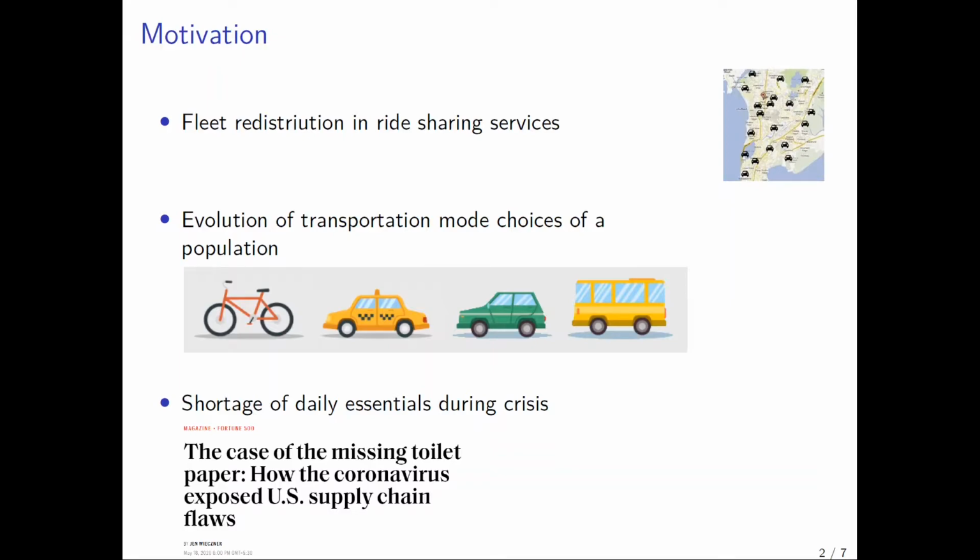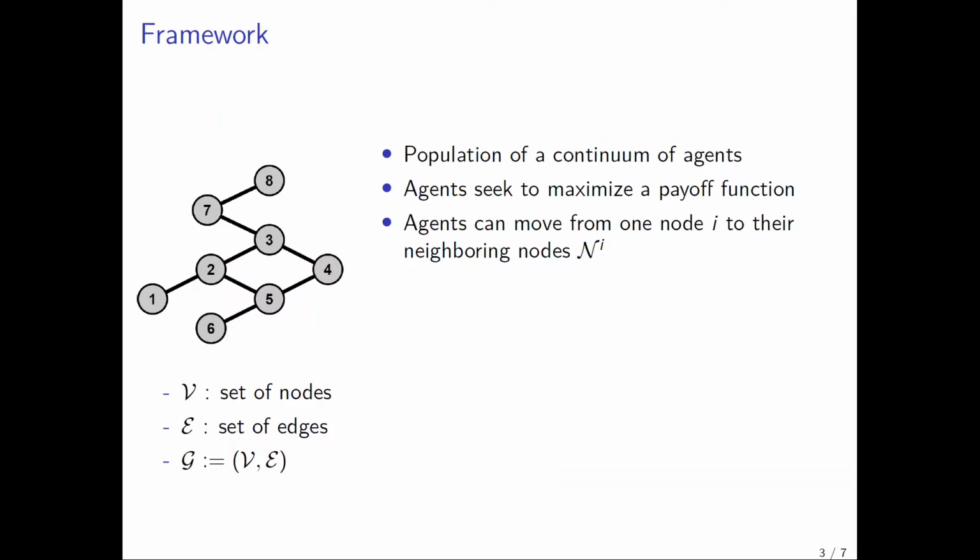Now, in each of these examples, the population is quite large, and it may be a good choice to model it as a continuum. With this choice in mind, the common thing in all of these examples is what sets up the framework. We have a population of a continuum of agents, where the agents seek to maximize a payoff function, and they do so by moving on a network. That is, agents can move from one node i to their neighboring nodes N_i.